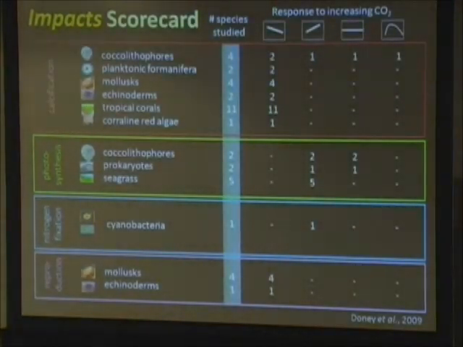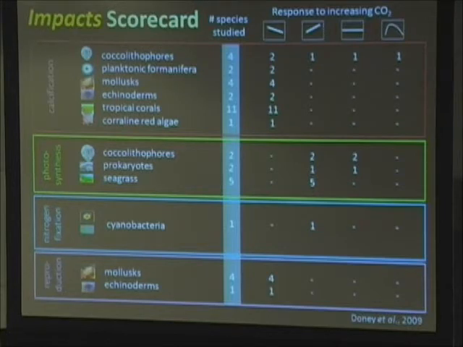So this is an impact scorecard on the number of species studied. And what I really want to point out is the low number of species studied. And this is where we, as scientists, need to do a lot more work, and a lot of this is being supported by NSF and others. But if you look at the calcification response across many of these taxa, it's negative. The exception being coccolithophores, which show a mixed response.